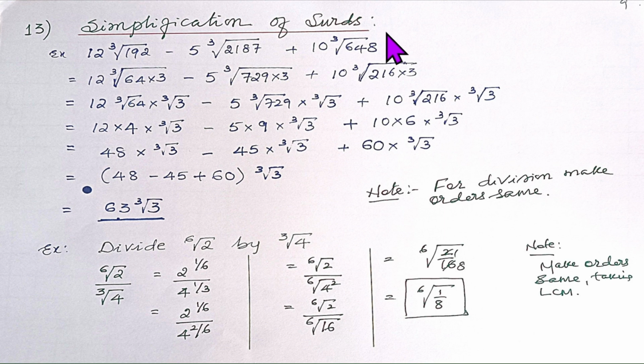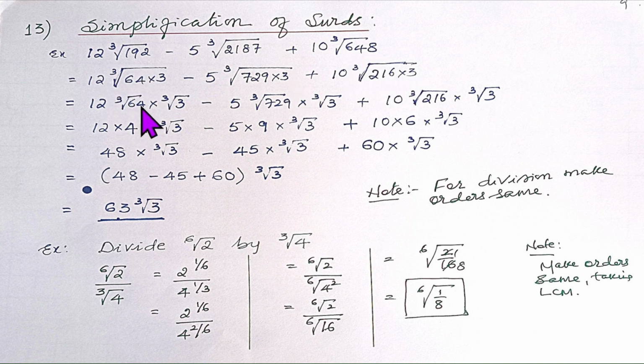Now simplification of surds. If you want to simplify surds, that is 12 times cube root of 192 minus 5 times cube root of 2187 plus 10 times cube root of 648. If you want to simplify this, very simple it is. So 192 is 64 into 3, 2187 is 729 into 3, 648 is 216 into 3.